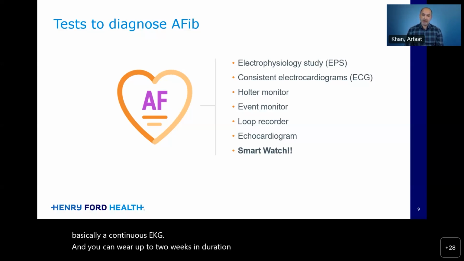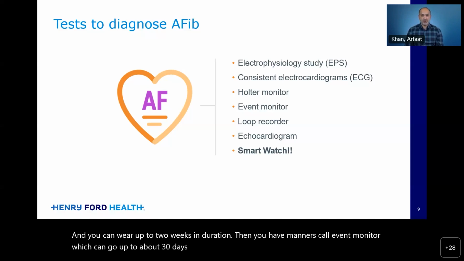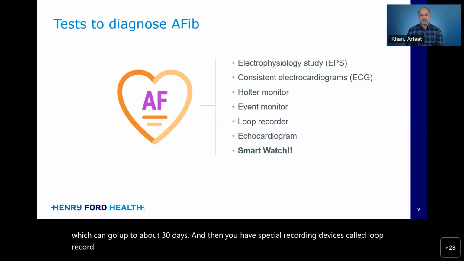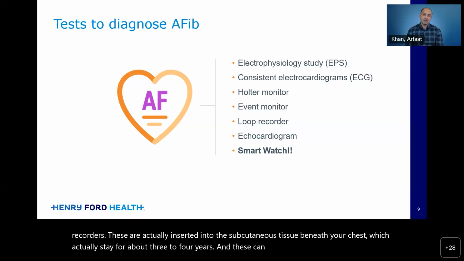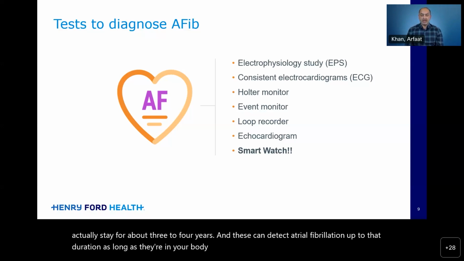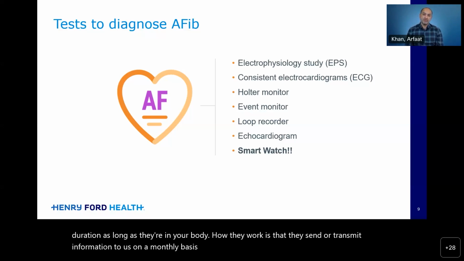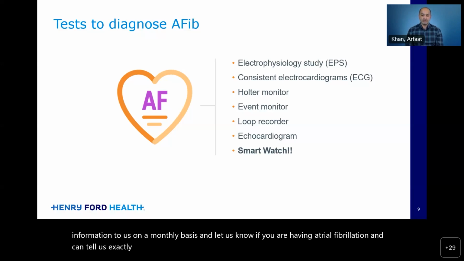Then you have monitors called event monitors, which can go up to about 30 days. And then you have special recording devices called loop recorders. These are actually inserted into the subcutaneous tissue beneath your chest, which stay in for about 3 to 4 years. And these can detect atrial fibrillation up to that duration as long as they're in your body. How they work is that they transmit information to us on a monthly basis and let us know if you are having atrial fibrillation and can tell us exactly the burden of atrial fibrillation.